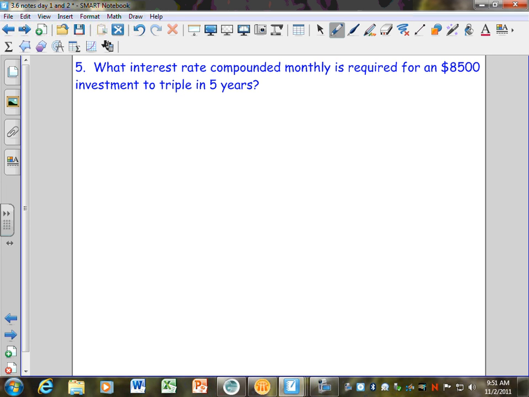When you're looking at this, the first thing I always do is figure out which equation to use. Which one's that going to be? The same one we just did, because it's compounded monthly. So I'm going to start with that: A equals P times (1 plus r over k) to the kt power.